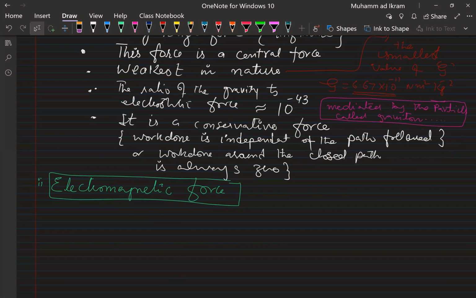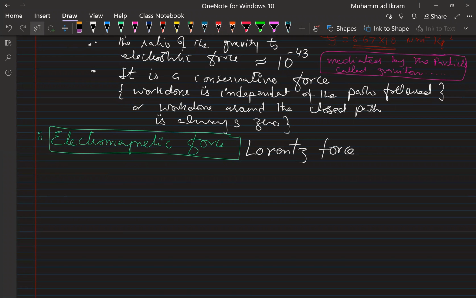The next one is the electromagnetic force. This electromagnetic force is also called the Lorentz force. The electromagnetic force acts between charged particles. I'm sorry. They act between what? Charged particles.